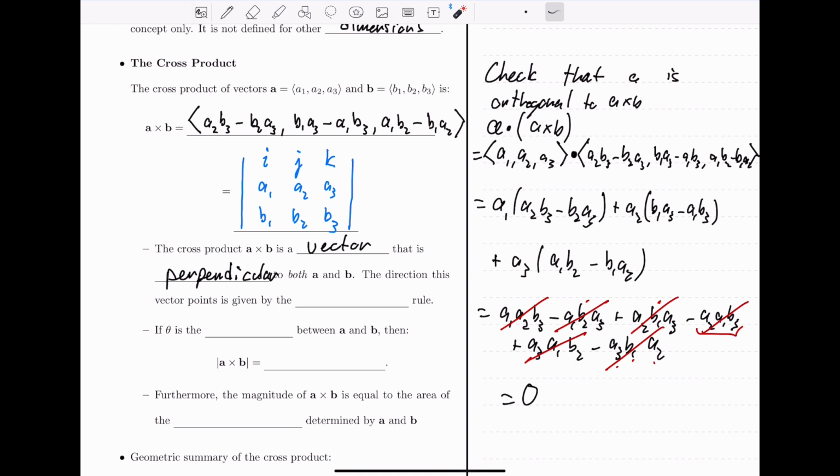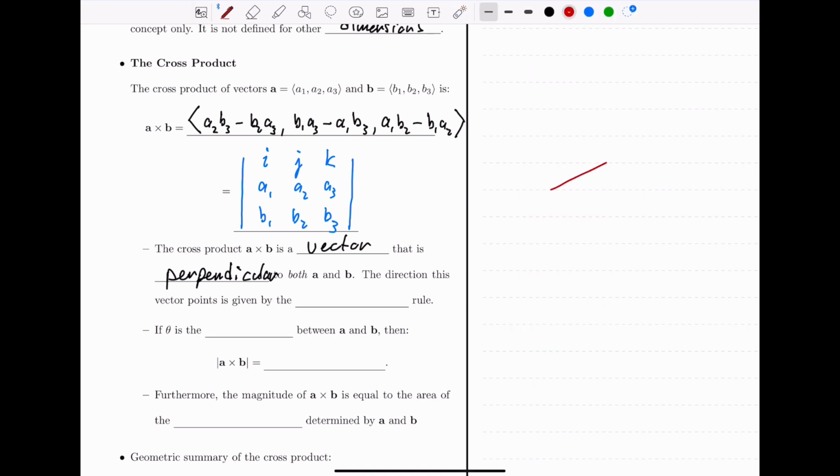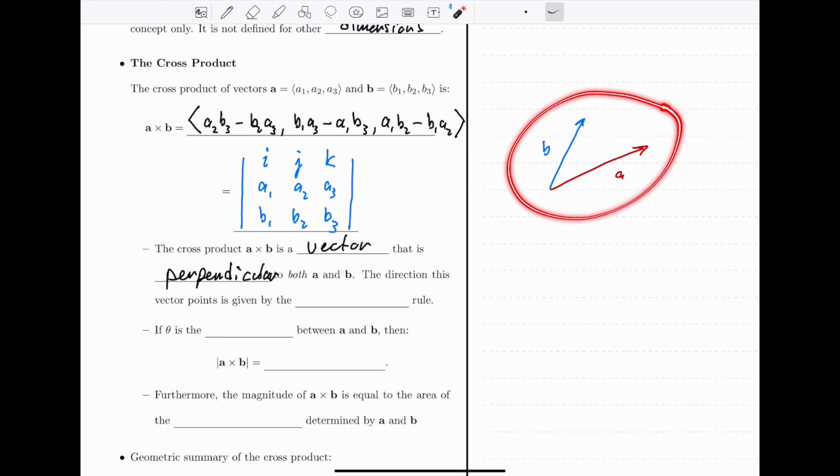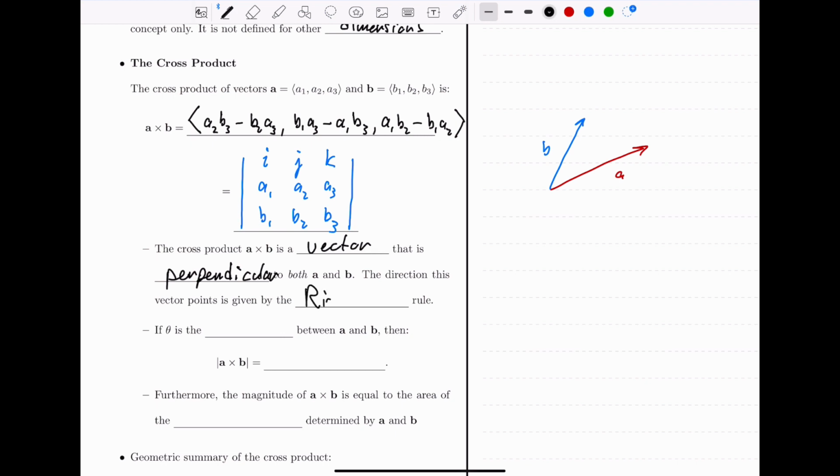Let's draw some vectors to try to visualize this. We'll draw a vector A here, and then a vector B. These are supposed to be in 3 dimensions, so just try to visualize this configuration somehow floating around in 3 dimensions. The cross product, A cross B, is a third vector that's perpendicular to both A and B. The direction of this perpendicular vector is given by the right-hand rule. We saw this before for labeling the coordinate axes of the XYZ coordinate system, and the same kind of principle works with the cross product.